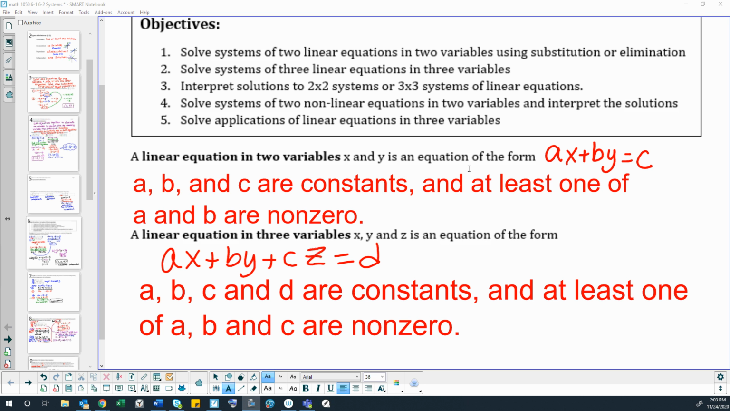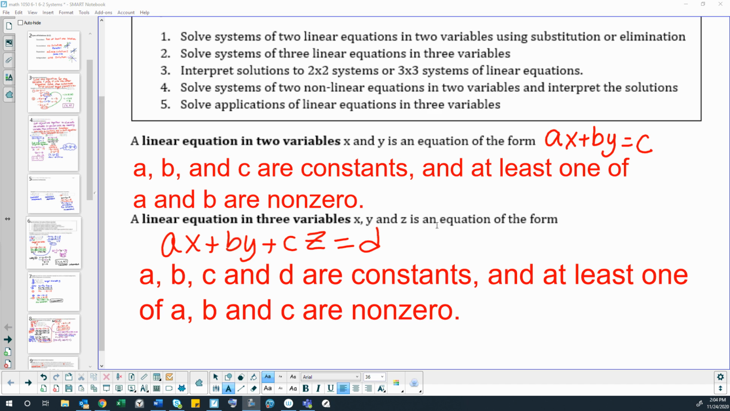Okay, so a linear equation in two variables, x and y, is an equation of the form ax plus by equals c. A, b, and c are constants, and at least one of the coefficients a and b is not 0, otherwise your equation would not exist. So you can't just have a constant for your equation, it has to have at least one variable in there somewhere.